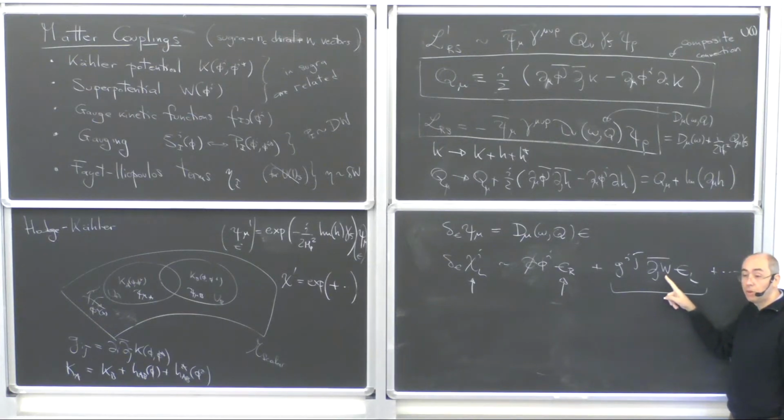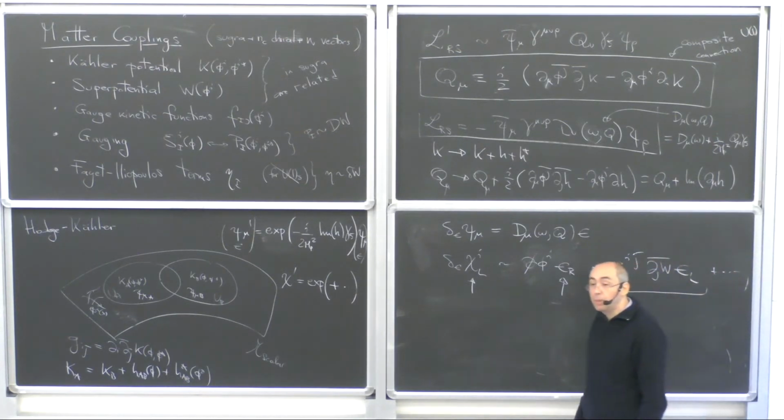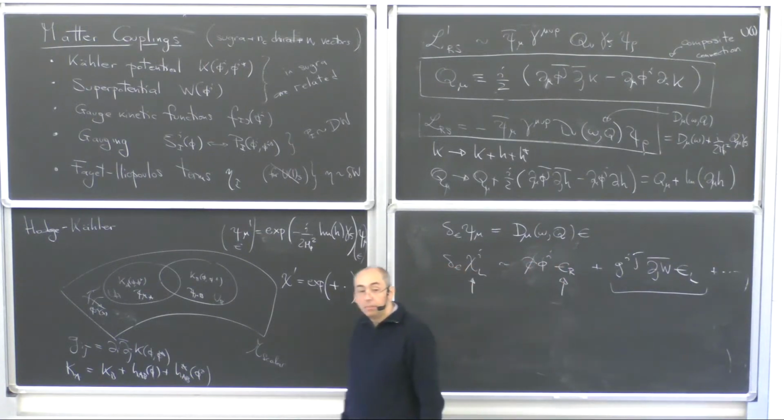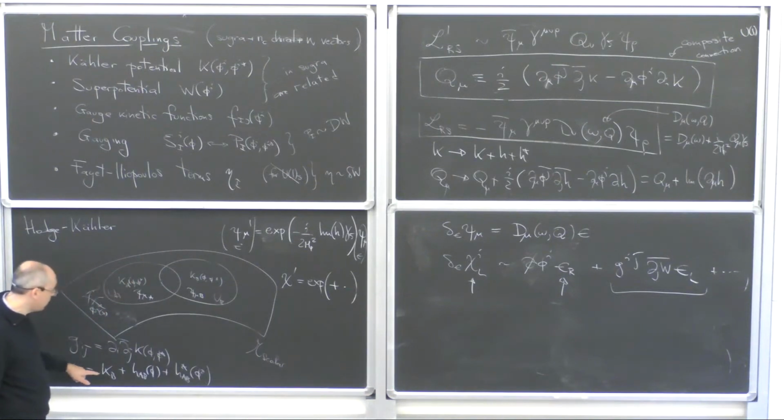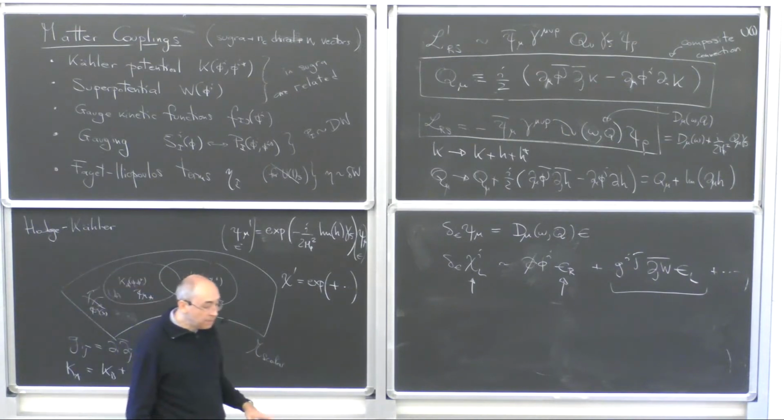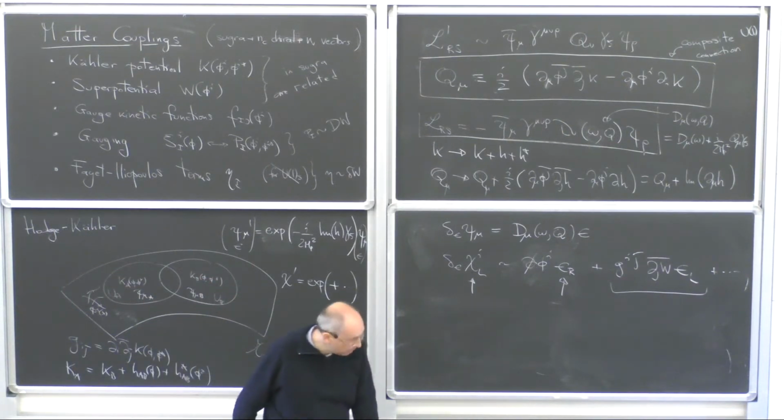And this is the crucial point that I mentioned at the beginning, that in supergravity, the Kähler potential and the superpotential are related. Because if the superpotential transforms, this means that when you do a Kähler transformation, you don't just change the Kähler potential, you change the superpotential as well. Okay? But let me get to that in a moment.